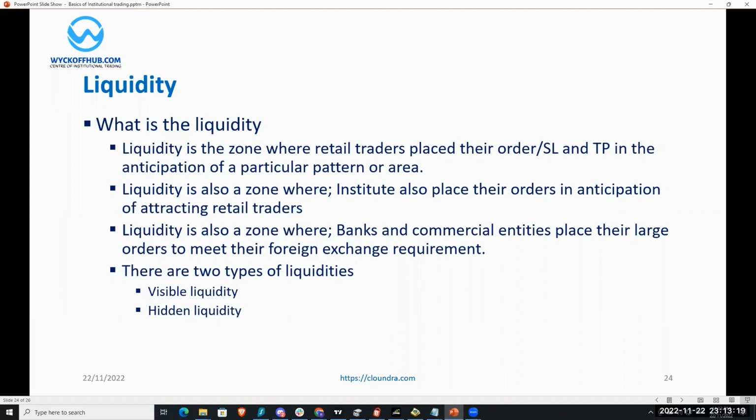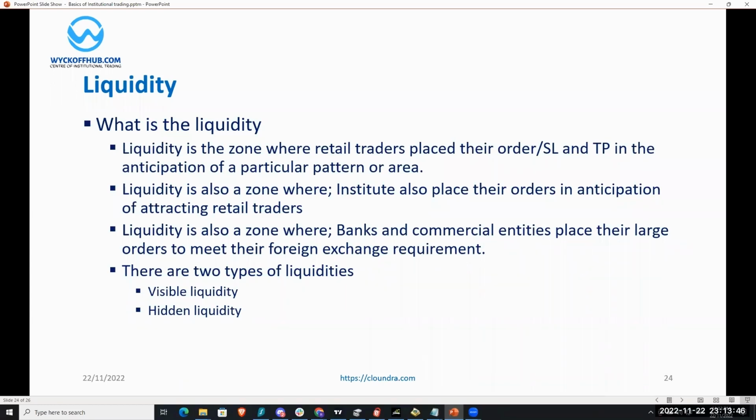And liquidity is also a zone where banks and commercial entities place their large order to meet their foreign exchange requirement. So every bank, commercial banks and the big banks, they have some requirement. They have to convert some foreign exchange from one currency to the other currency, and they just look for those zones where they can get the best deal for their client or best deal for their bank, and those areas also create liquidity.